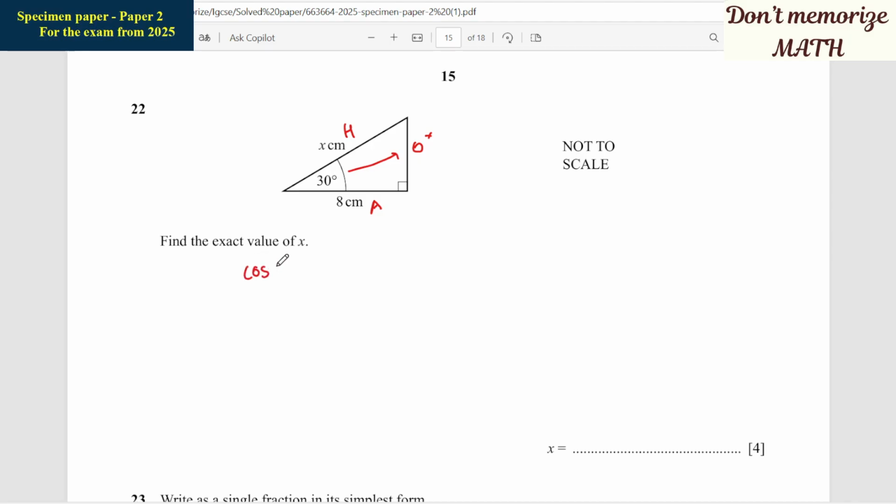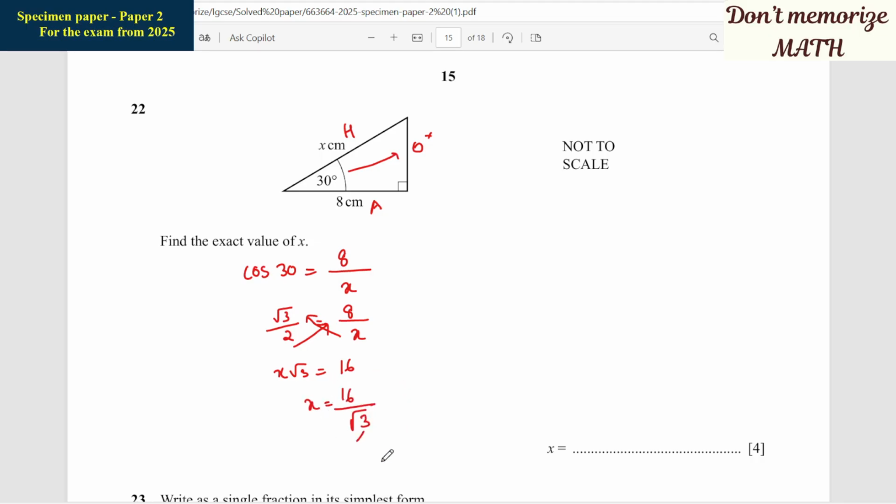So cos 30 equal to adjacent side is 8 over x. So we'll get cos 30 value is square root of 3 over 2. Since paper 2 is without calculator, you should know some basic sine, cos, tan values. Okay, you have to learn them by heart. Then equal to 8 over x. Just cross multiply them. So you will get x square root of 3 equal to 8 times 2 is 16. Okay, so x is equal to 16 over root 3.